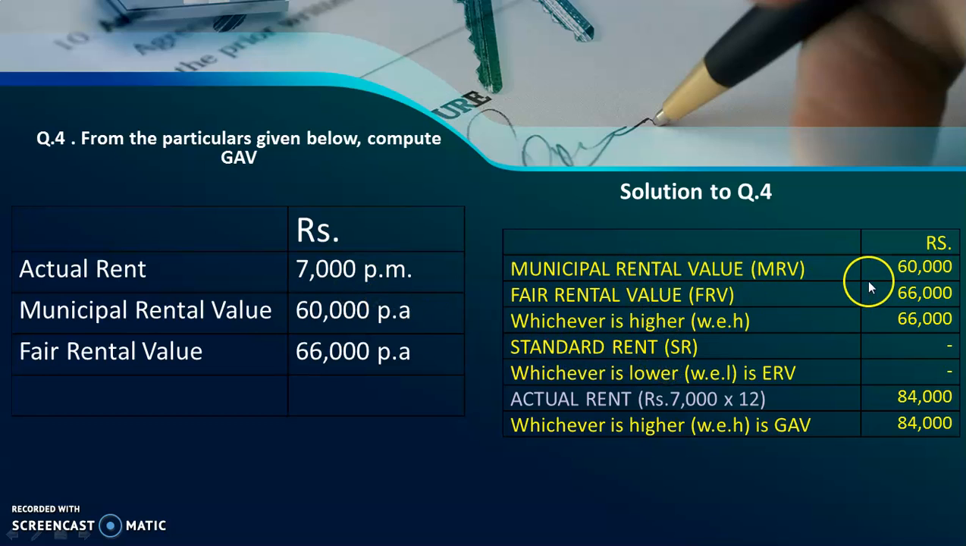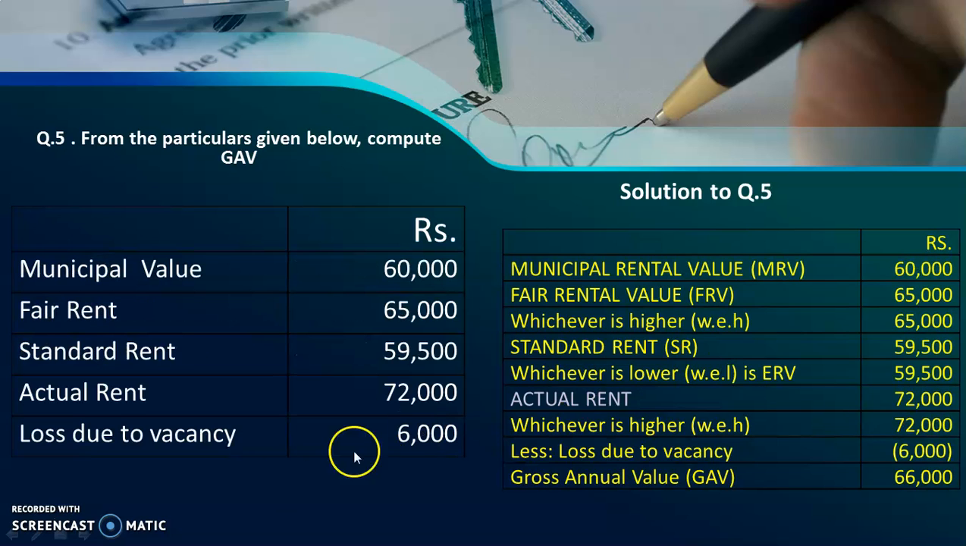See, MRV and FRV are to be compared, take the higher value, 66,000. No standard rental value is given. So you just take this 66,000 as the ERV. With that 66,000, the actual rent is to be compared. What is the actual rent? 7,000 per month, and hence it is to be multiplied by 12. The higher value is 84,000. So 66,000 is to be compared with 84,000, and the higher value will be our GAV, that is 84,000.